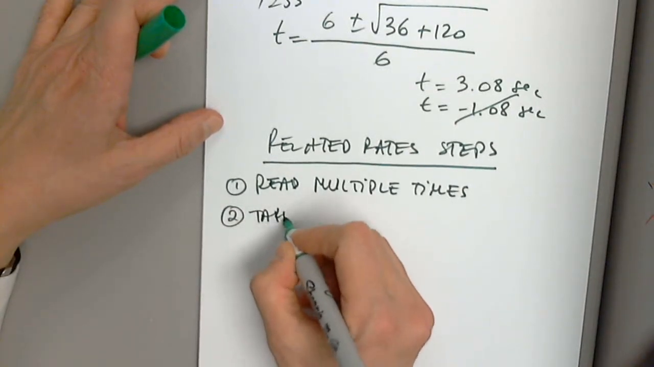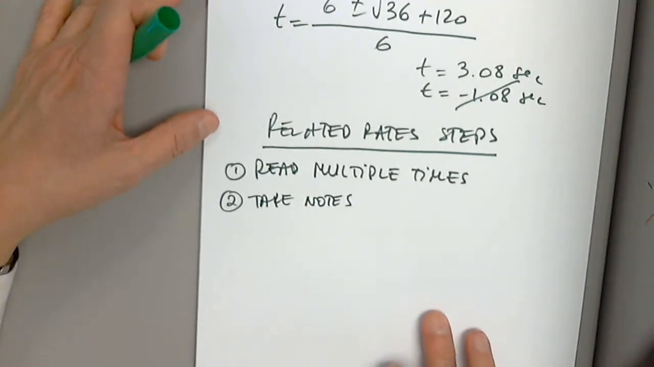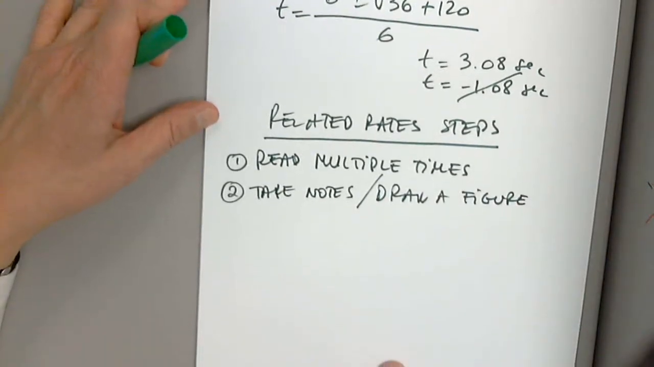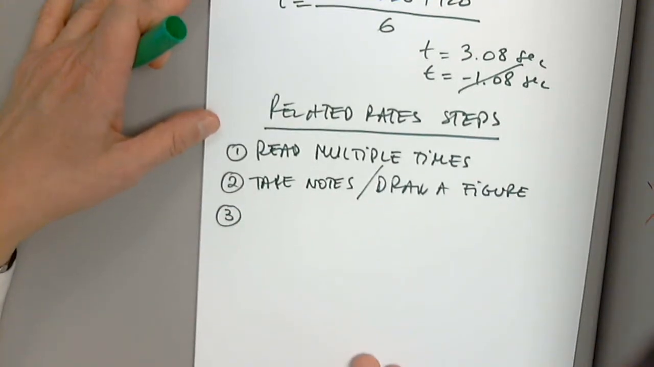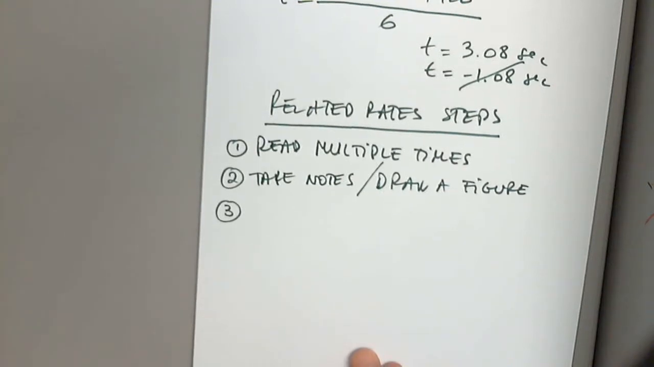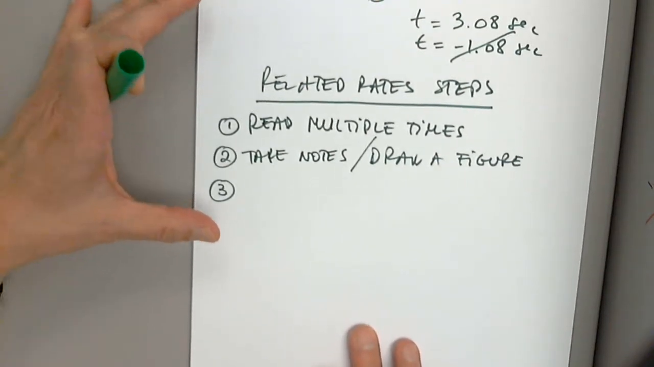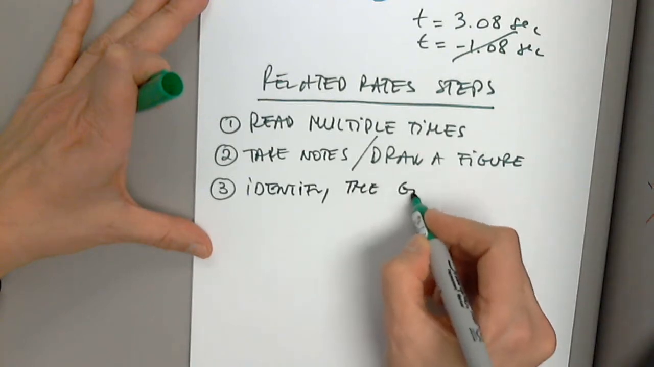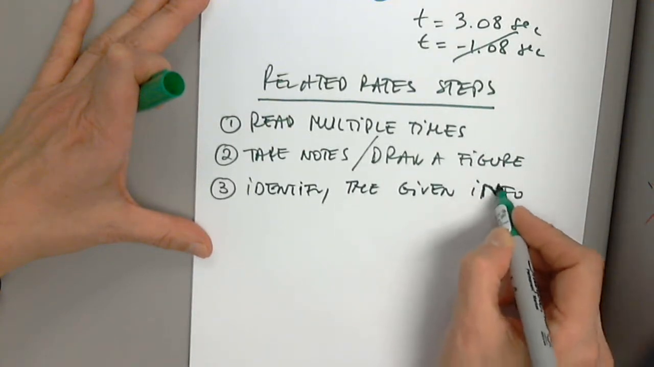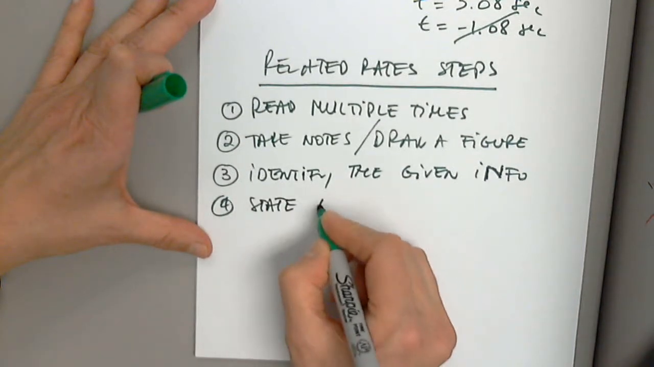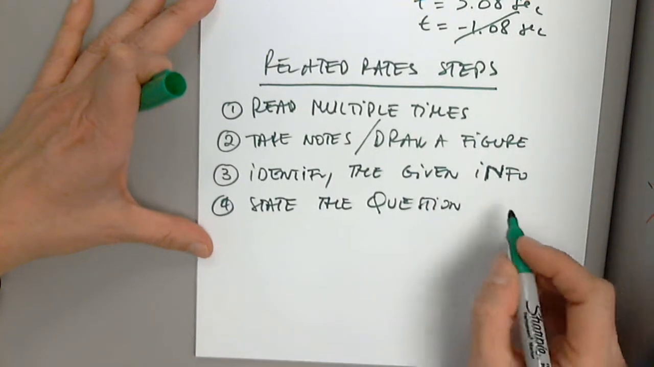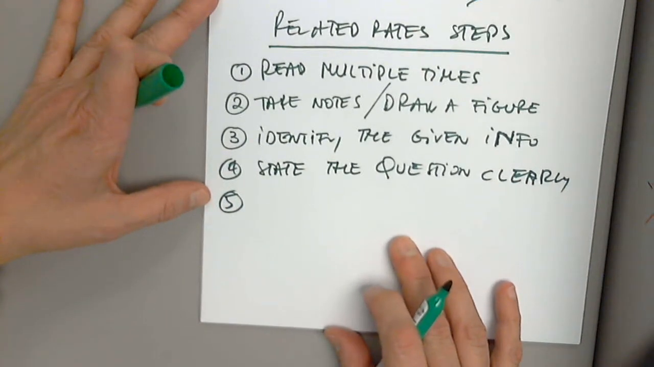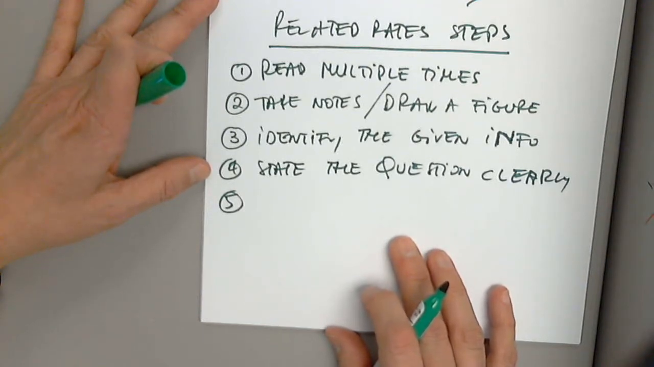Number two, take notes. And like we did last time, you may want to draw a figure to see what's happening. Number three, identify what is given and identify what is asked. Identify the given info. Number four, state the question clearly. Number five, create an equation or a relationship, preferably an equation.